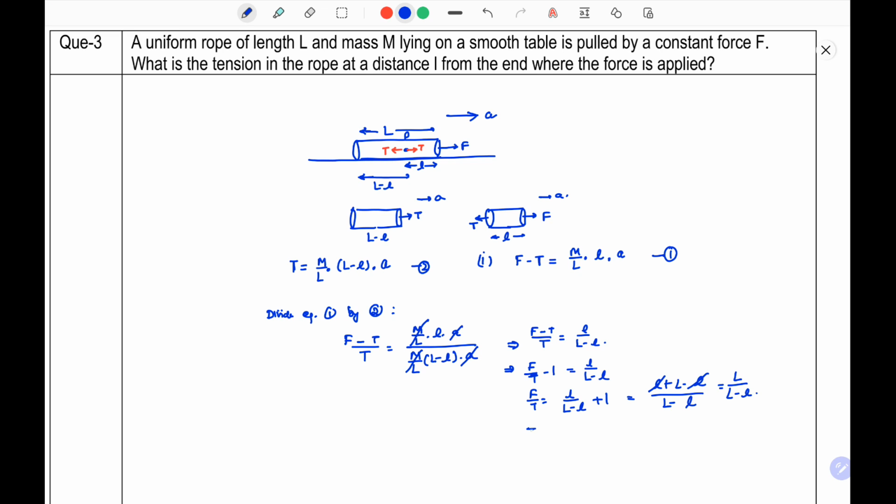Therefore, we get the tension by inverting. So it will be capital L minus small l by capital L, and tension will be equal to F into capital L minus small l by capital L, which can also be written as F into 1 minus small l by capital L. This is the answer.